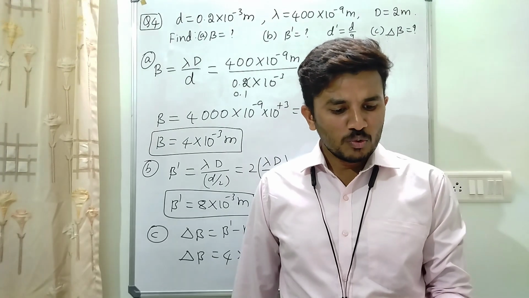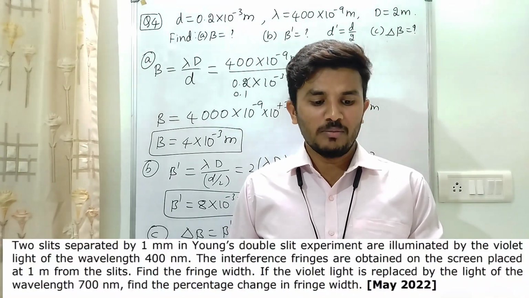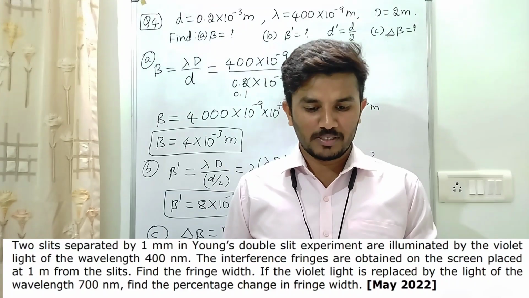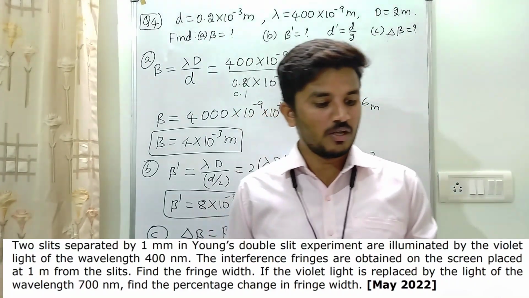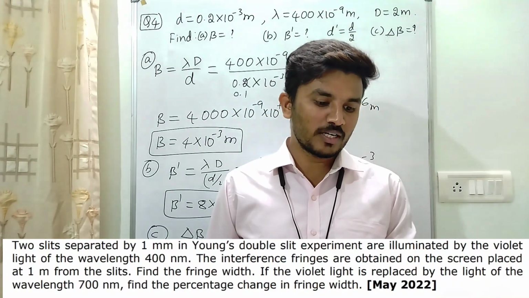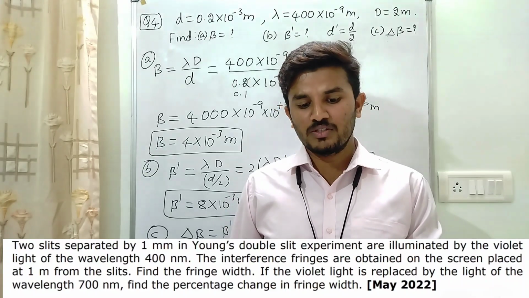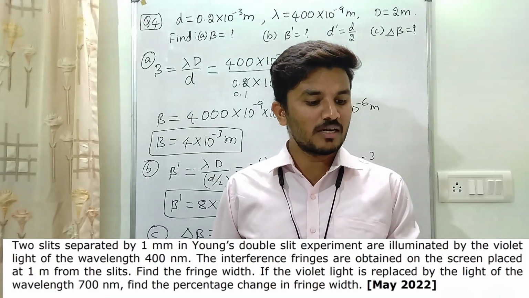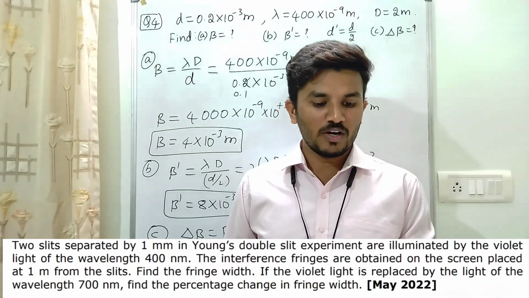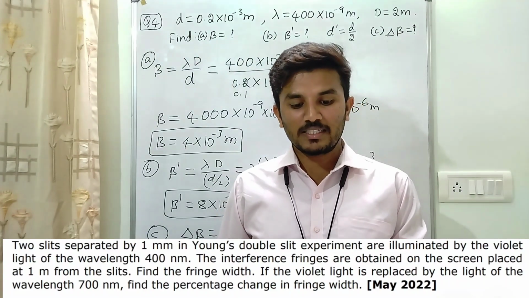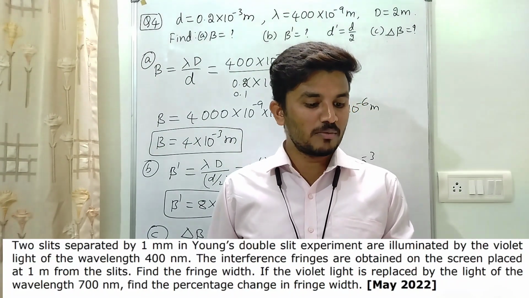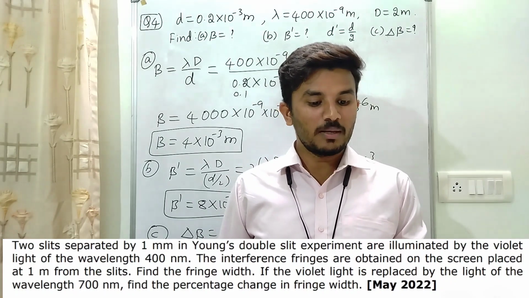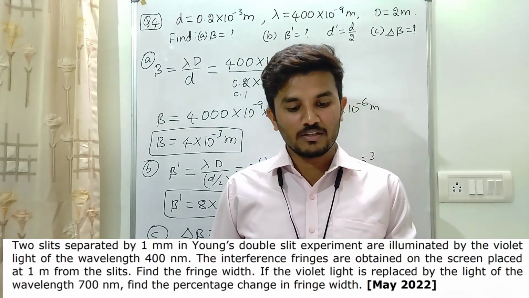Okay, now let me read out the next question. Two slits separated by 1 millimeter in Young's double slit experiment are illuminated by the violet light of wavelength 400 nanometer. The interference fringes are obtained on the screen placed at 1 meter from the slits. Find the fringe width. If the violet light is replaced by the light of the wavelength 700 nanometer, find the percentage change in the fringe width.